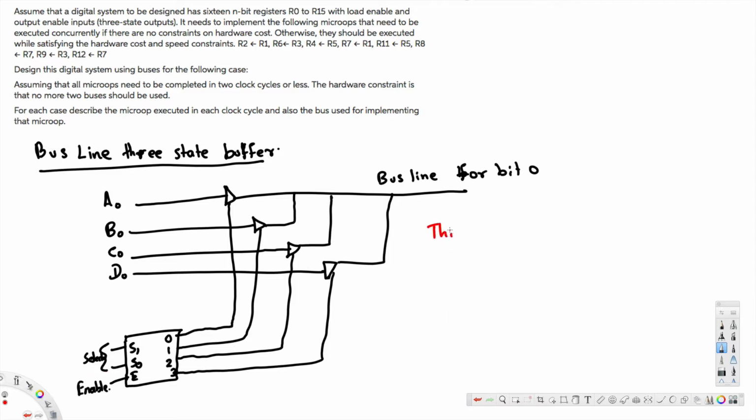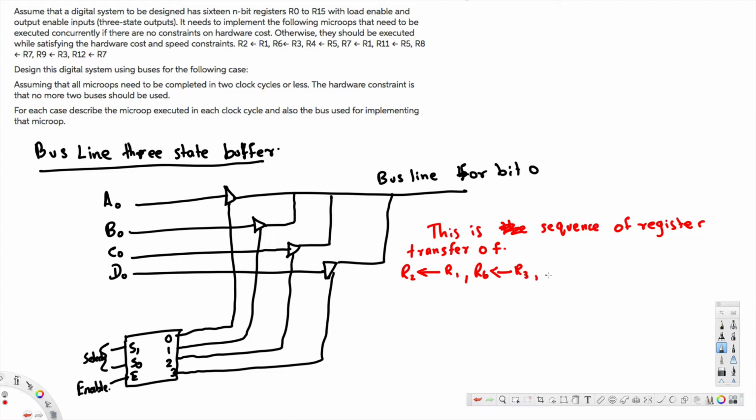Okay, this is the sequence of register transfers: R2 from R1, R6 from R3, R4 from R5, R7 from R1, R11 from R5, and R8 from R7, R9 from R3, R12 from R7.